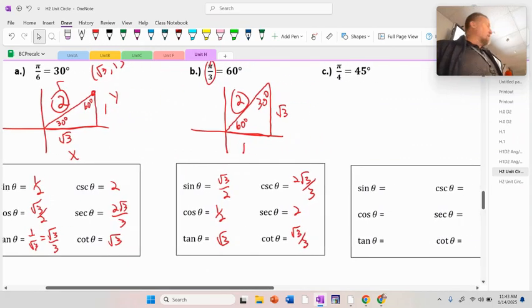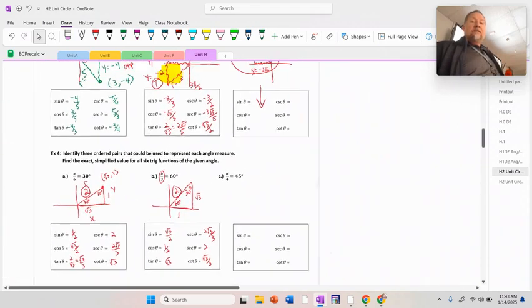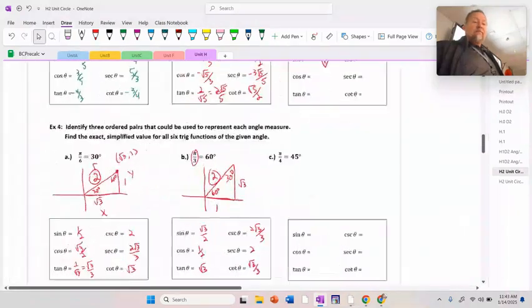Aren't you glad that I put these boxes in there? So you didn't have to write sine, cosine, tan, secant, cosecant, cotan. I don't know how many times at this point. Quite a bit, right?